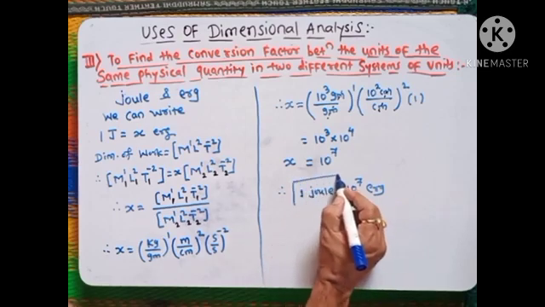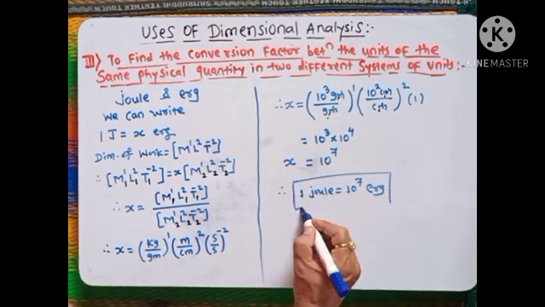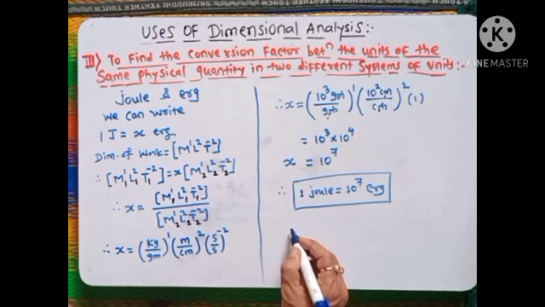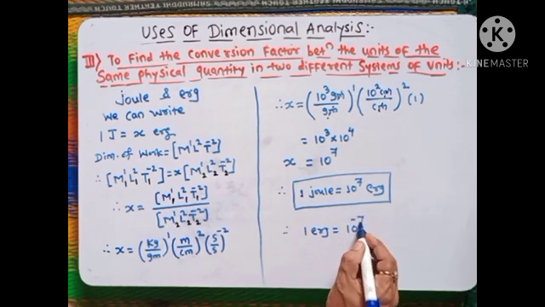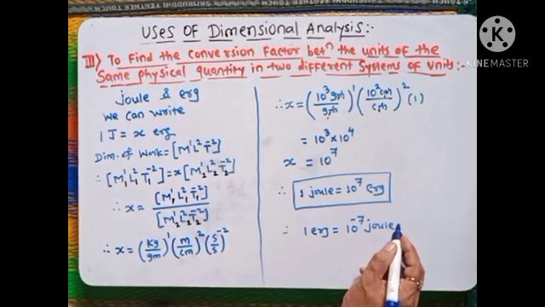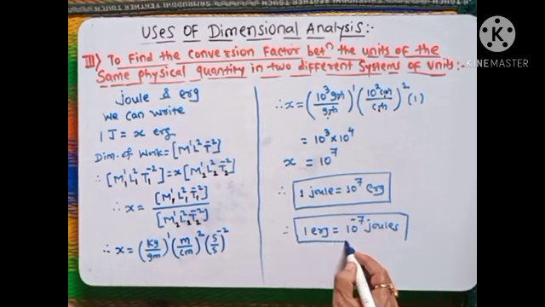That means how joule can be converted into erg, or erg can be converted into joules. Or I can write similarly 1 erg equal to 10^-7 joules. This is the conversion between these two. That means this is the third use of dimensional analysis. I hope you all understand this. Thank you.